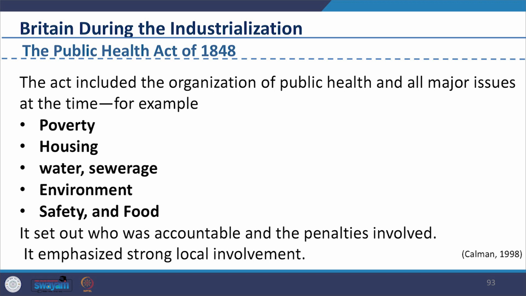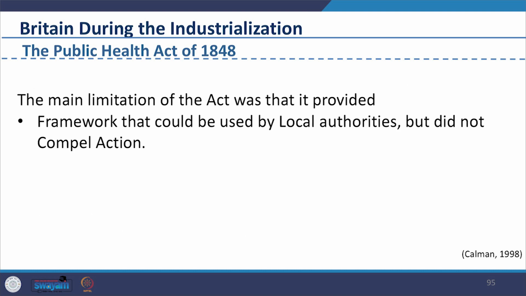The act included the organization of public health and all major issues at the time, for example poverty, housing, water, sewerage, the environment, safety, and food. It set out who was accountable and the penalties involved. It emphasized strong local involvement. The main limitation of the act was that it provided a framework that could be used by local authorities, but did not compel action. Nevertheless, it was a great step in the domain of health and cities.